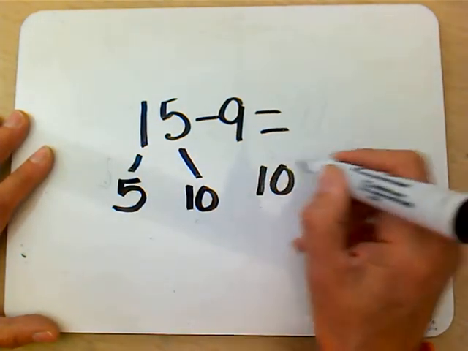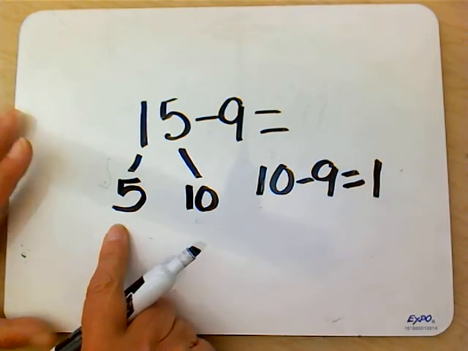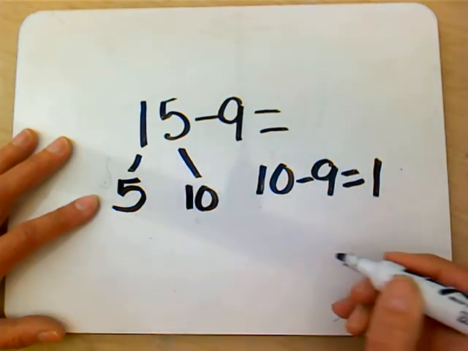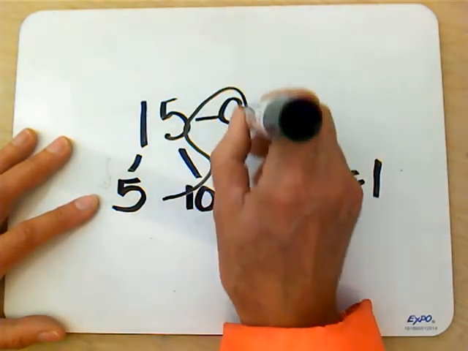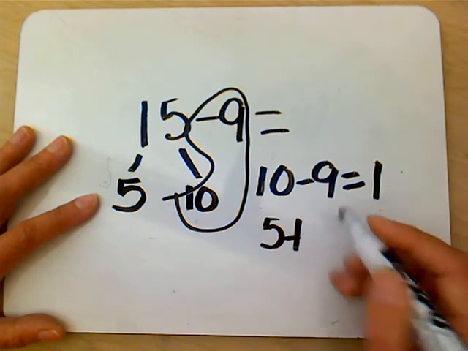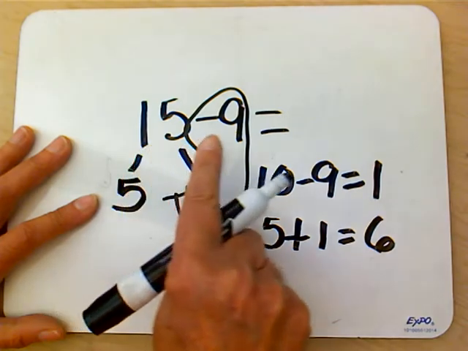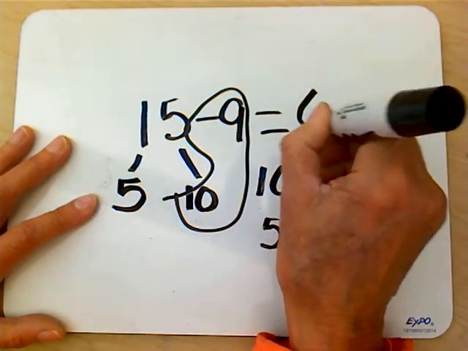Then I'm thinking in my head, 10 take away 9 equals 1. What do I have left that I have not done yet? Well, I'm going to do that easy problem first. And 5 plus the 1 that I had left as a difference gives me 6. Therefore, I know that 15 take away 9 is 6.